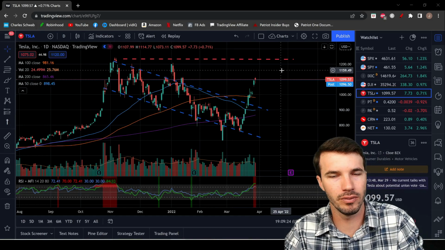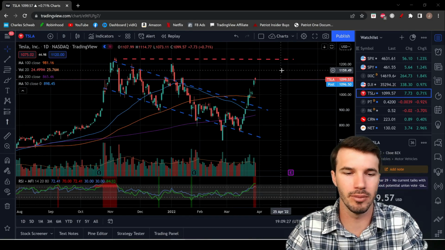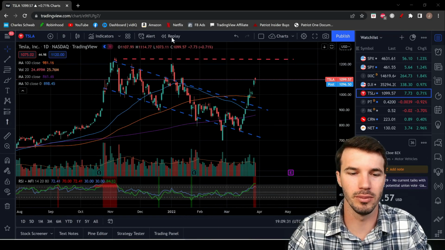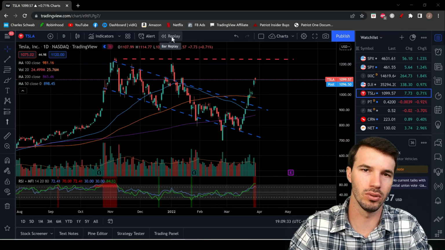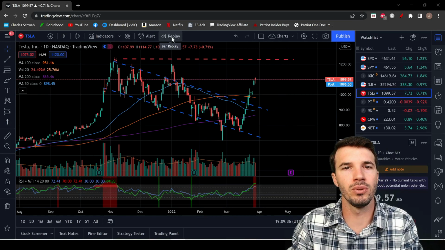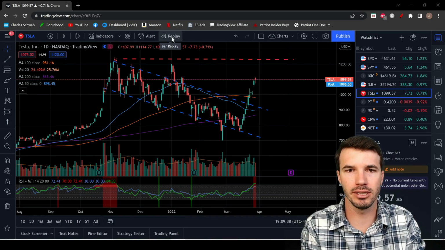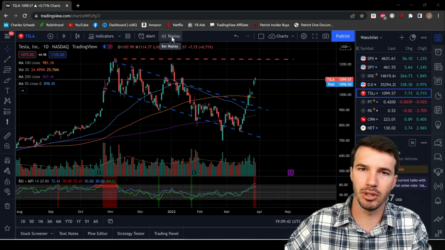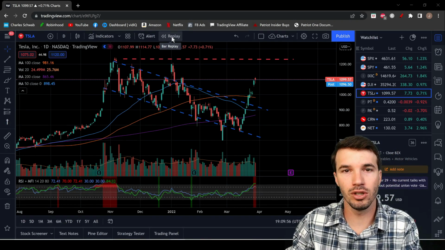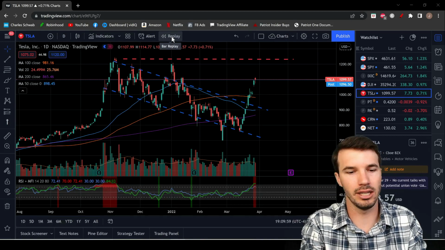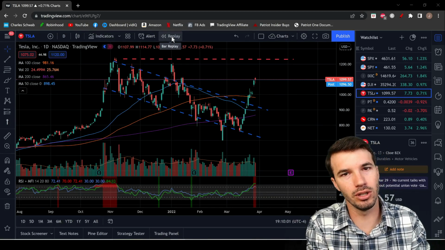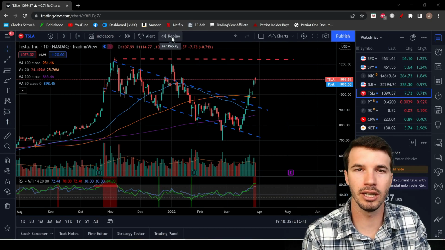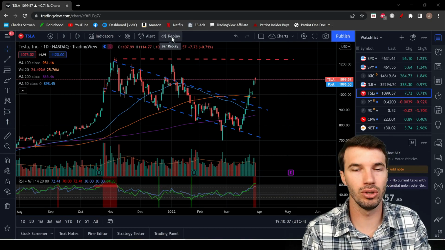I have TradingView open here. If you haven't checked out TradingView, definitely check them out. But there's a tool on here that is pretty awesome, and that is the bar replay tool, or the replay tool. What this tool allows you to do is go back into any point in time on any chart and basically erase everything that happened after that point. So you can try to analyze what's on the chart, make sure you don't cheat and look at what happens next, and do your own analysis.